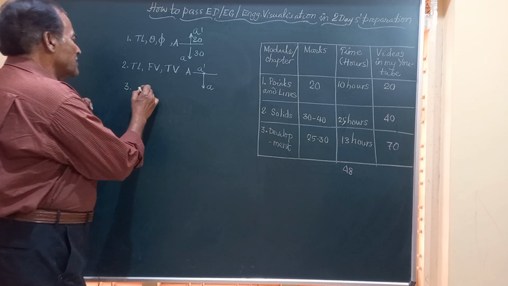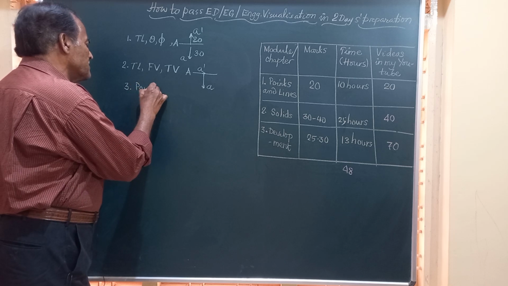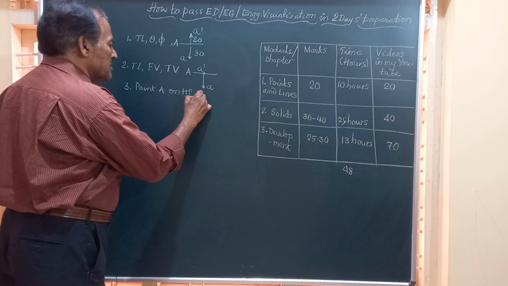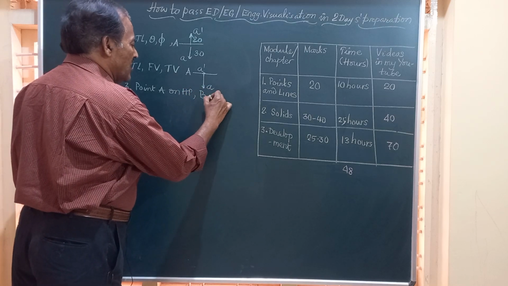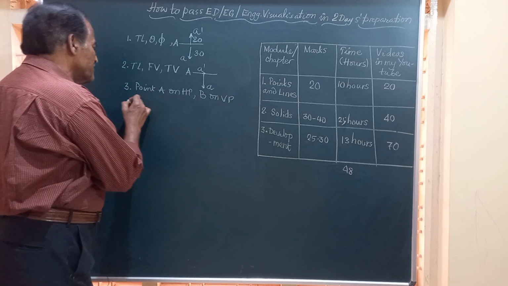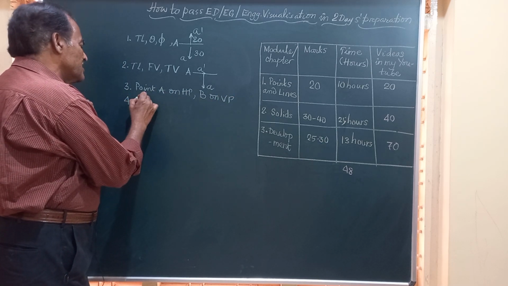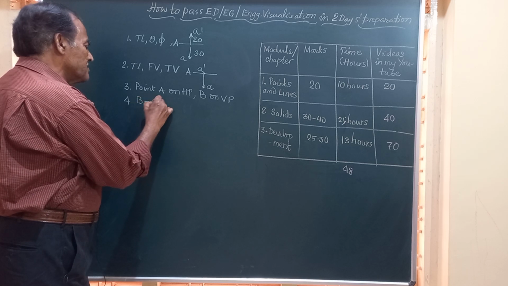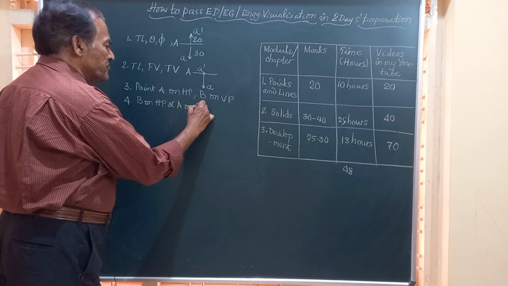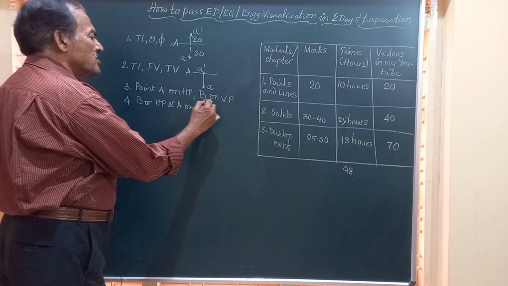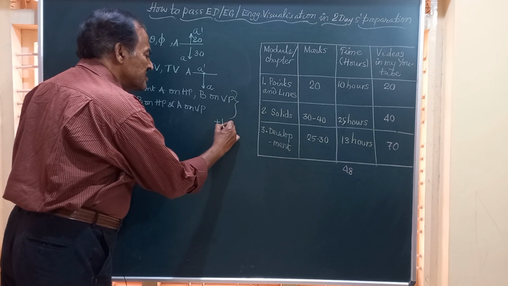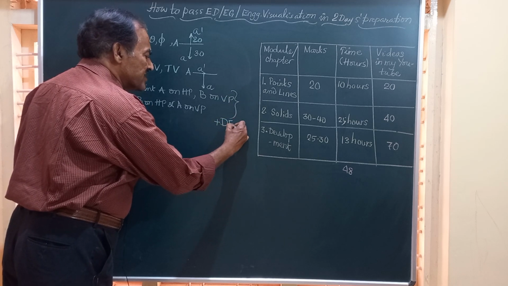They will give you point A on HP, point B on VP. Similarly, the fourth question, B on HP and A on VP. Along with this data, they will give you what is called DEP, the distance between end projectors.